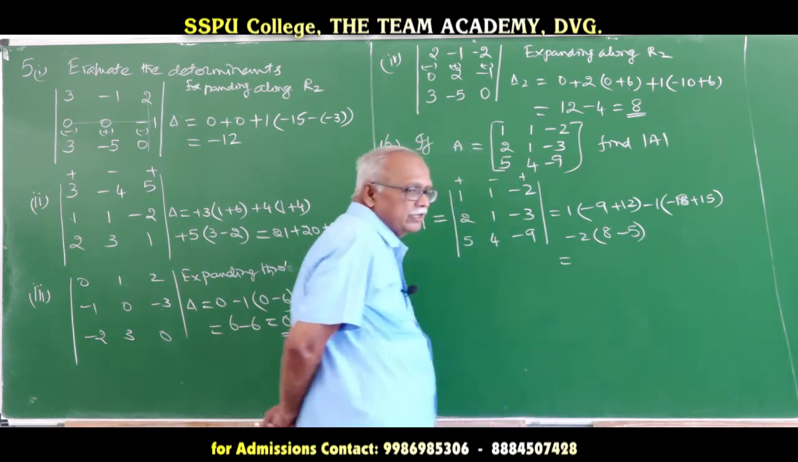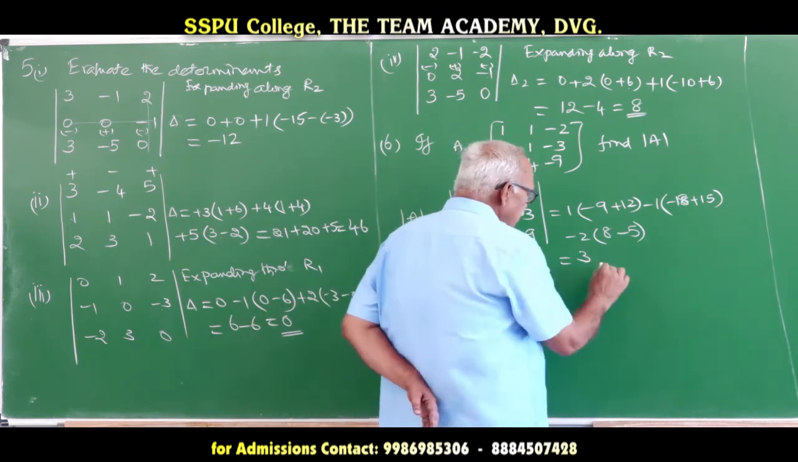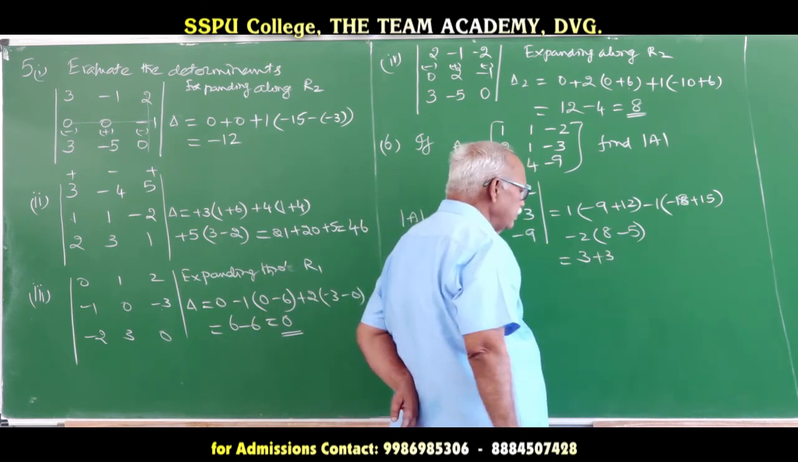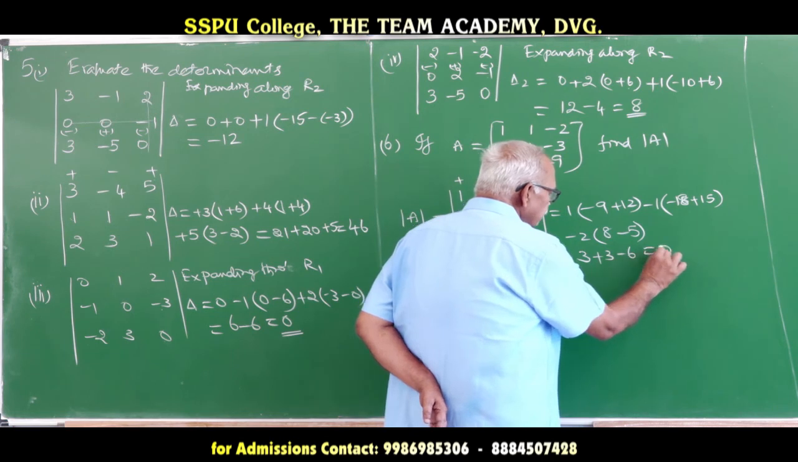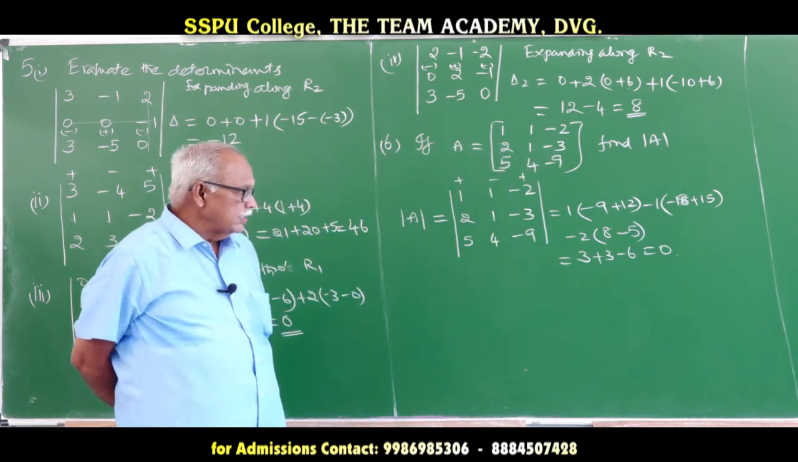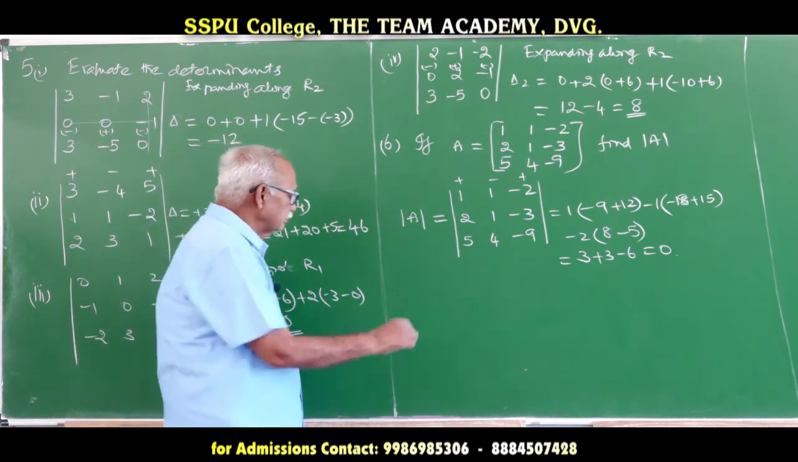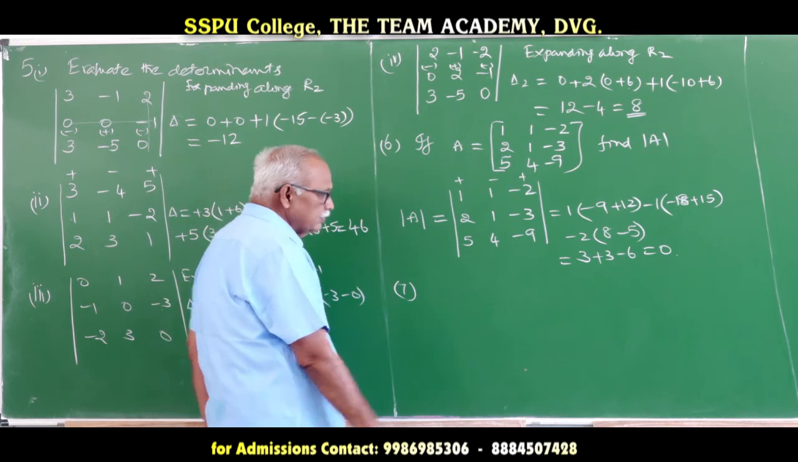Now, let us simplify this. You get 3 plus 3 minus 6. So, the value of the determinant is 0. 3 plus 3 is 6, 6 minus 6 is 0. Now, let us go to another question, which is the seventh one.